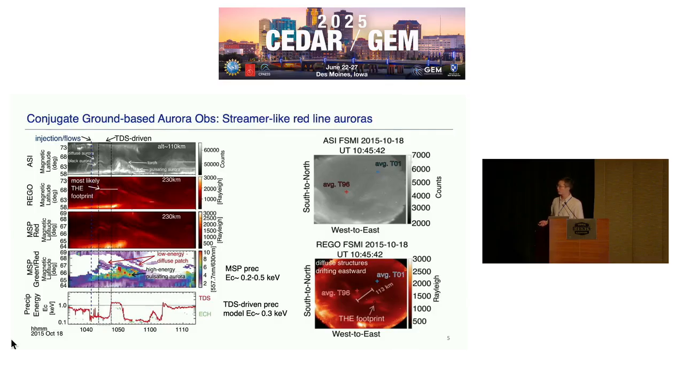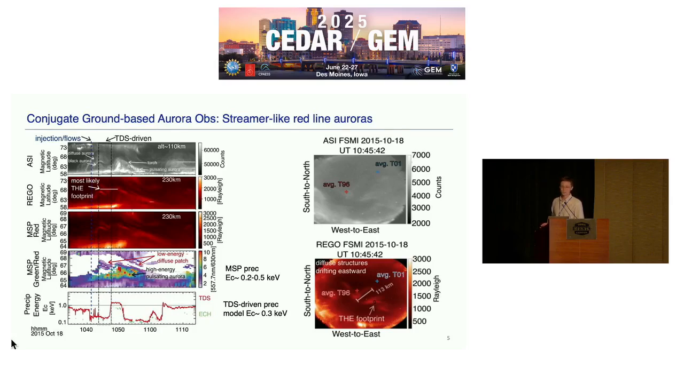But if you look at the red line auroral emission from RGB and MSP data, you see very structured streamer-like filaments moving equatorward and eastward, also poleward of the black auroral oval. Using MSP green to red auroral emission intensity ratios, we could estimate the precipitating energies of these streamer-like structures, and it turns out to be very low energy, 0.2 to 0.5 keV.